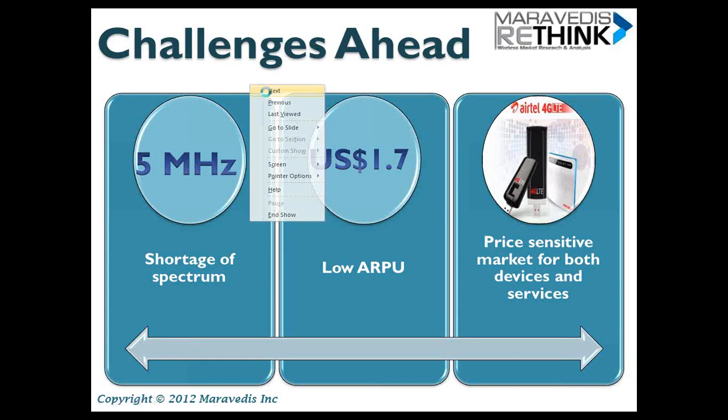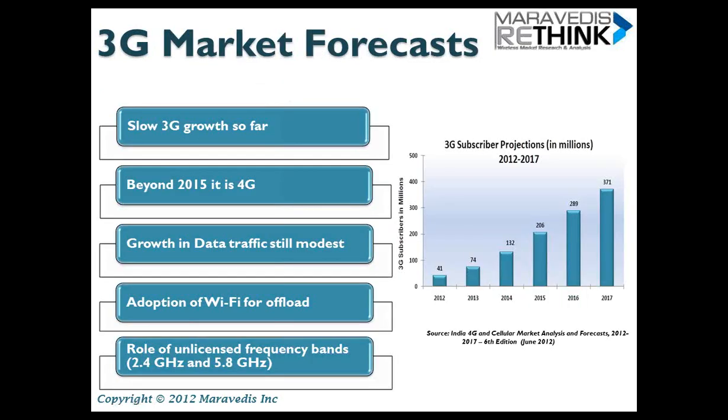So next 2 slides I'll be talking about Maravedis-Rethink forecasts for the sport. Our research reveals that in India the growth of 3G has been slower. We estimate that India had 18 million active 3G subscribers at the end of February 2012. The main reason for the slow subscriber uptake is the high price of 3G services. Prior to the 3G tariff slash, 3G service pricing was almost 4 times higher than 2G. 3G service pricing has acted as a brake on the pace of subscriber acquisition in India.